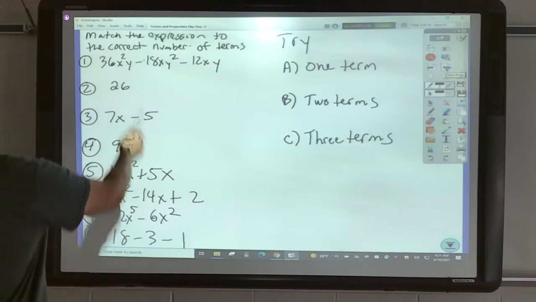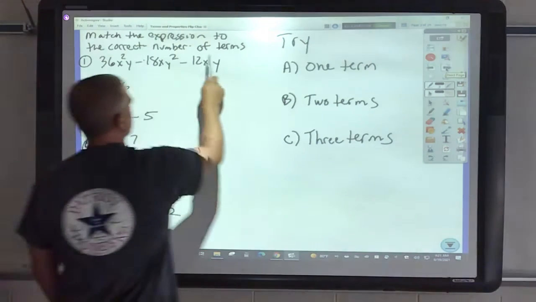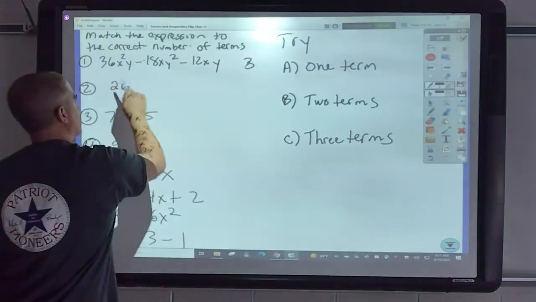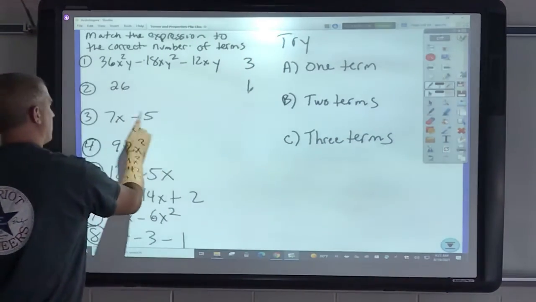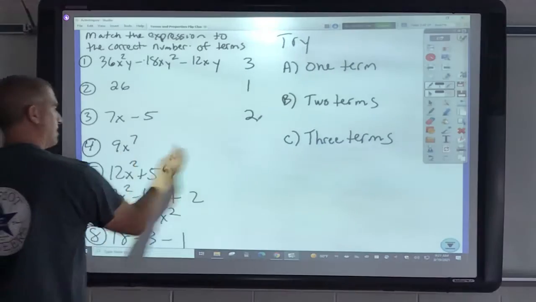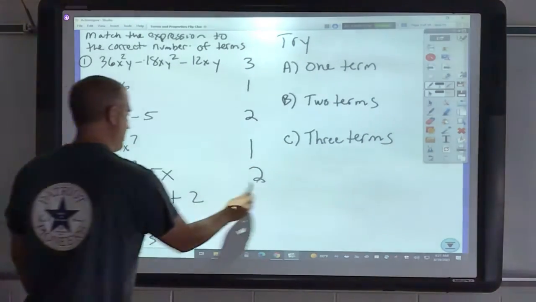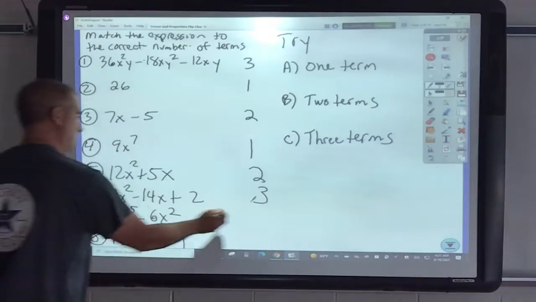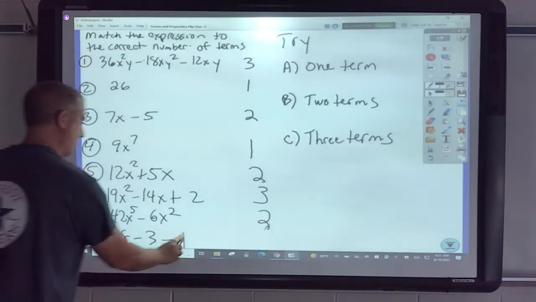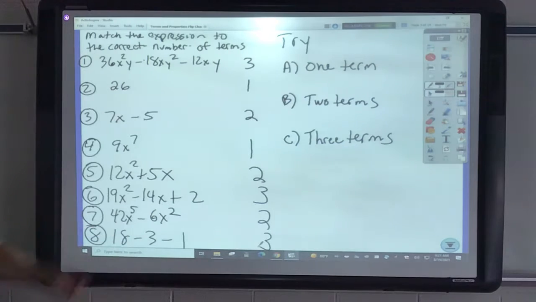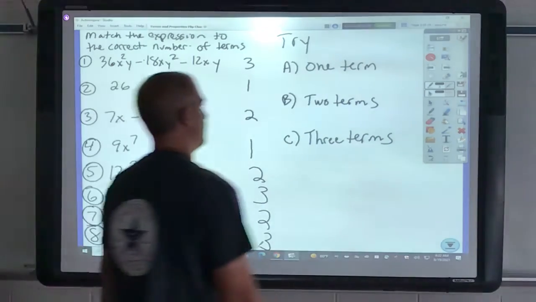Okay, we got 1, 2, 3. This would be 3 terms. This would just be 1, 1, 2. Singular one term, 1, 2, 1, 2, 3, 1, 2, 1, 2, 3. Don't let that one confuse you. We're not combining things, we're just counting the number of terms.